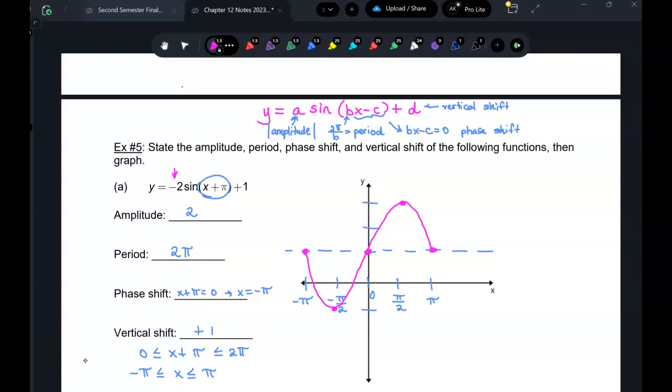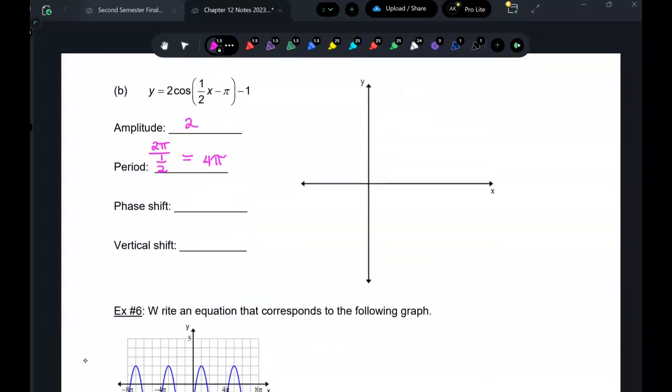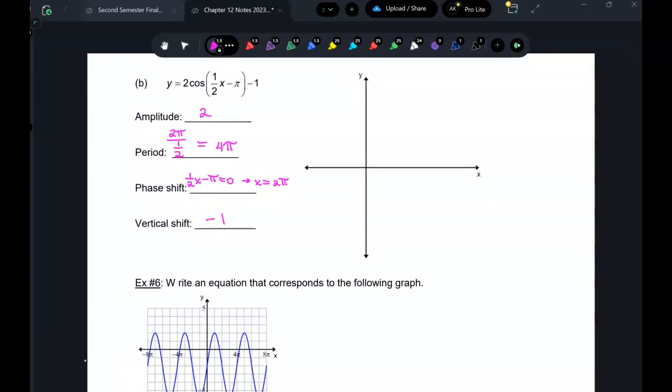Now we'll do the period and phase shift, and we'll set it equal to 0. So if I take 1/2 x minus pi and set that equal to 0, what's that going to give us for our phase shift? So then just 2 pi. And the vertical shift is down 1. The phase shift on the last one was negative.